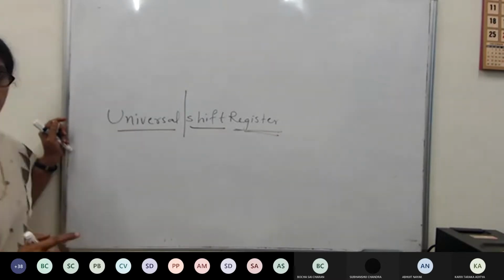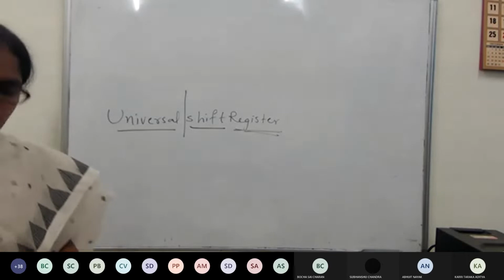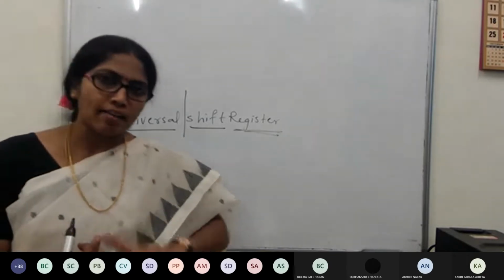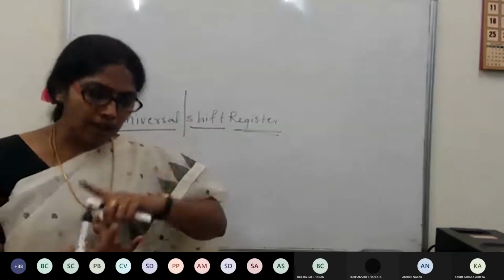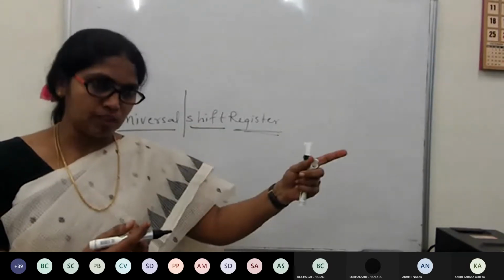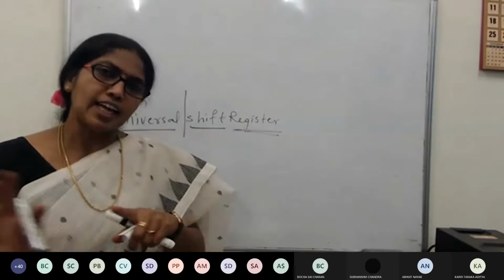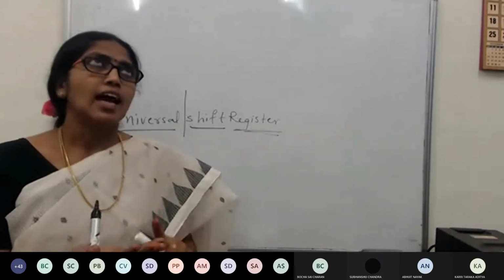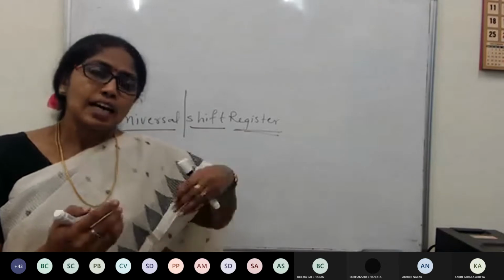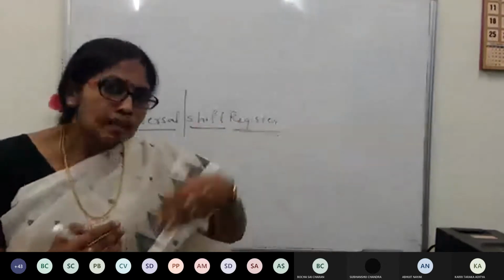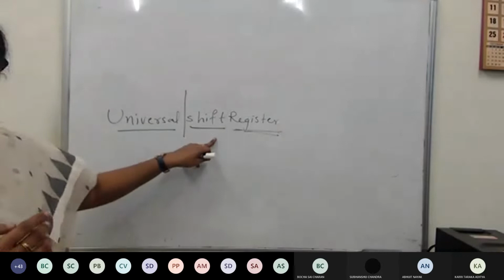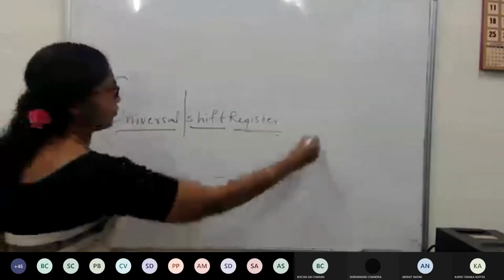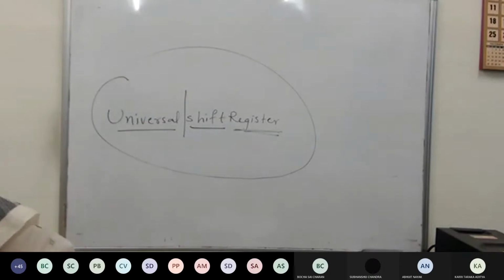Now what is universal? Universal means it has some specific qualities, like the capability to parallelly load, parallel input, parallel output, and shift right and shift left. That means we can have some controls there. Another thing is we can deliver the data and at the same time retain the data, just like last class we saw about the shift. So can we develop such a universal register? That is what it is.